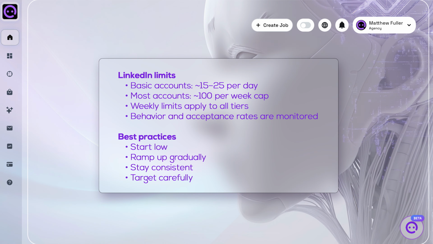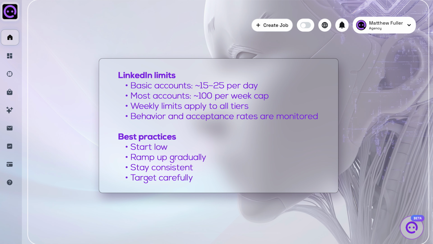Before I begin sending connection requests, it's important to understand LinkedIn's limits. On a basic account, a safe range is typically around 15 to 25 connection requests per day. Even with higher tier accounts, LinkedIn now enforces weekly caps, often around 100 connections per week, so daily outreach must stay within that range. LinkedIn does not publish exact limits.